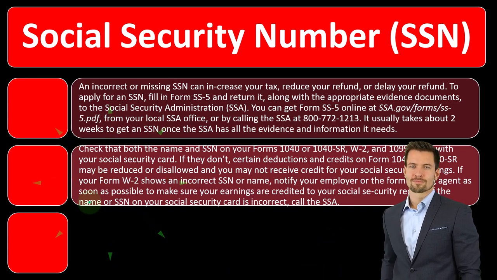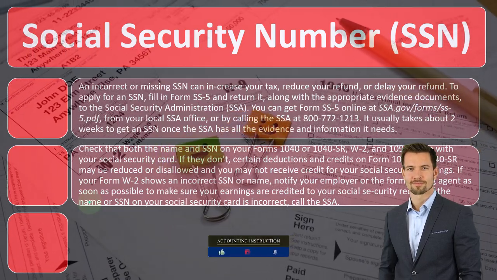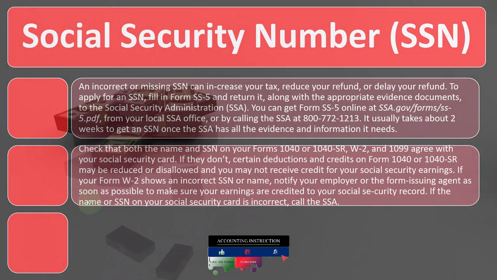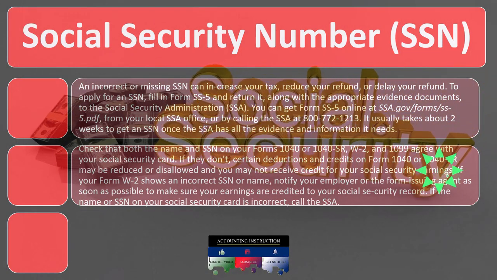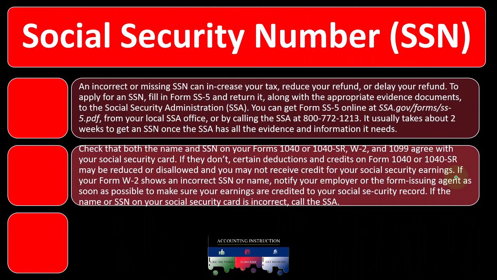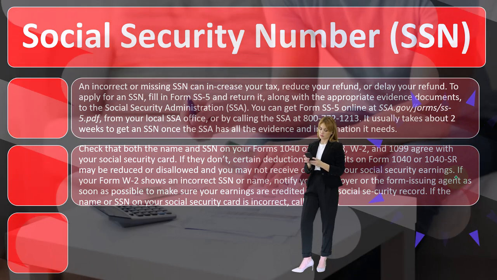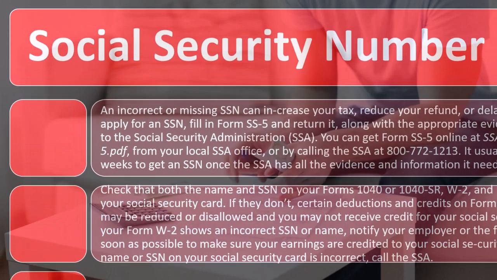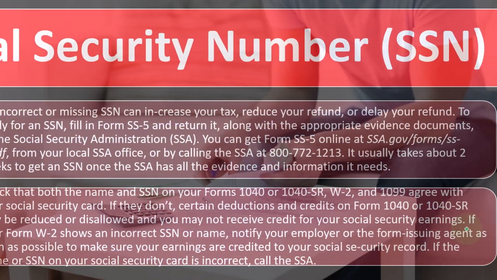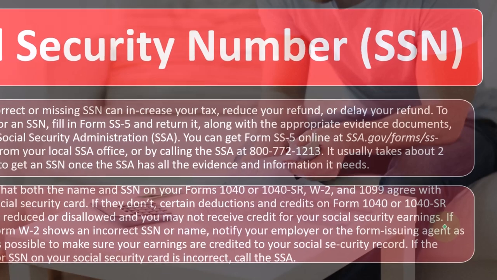So in any case, certain deductions and credits on Form 1040 or 1040-SR may be reduced or disallowed, and you may not receive credit for your Social Security earnings. So remember, that's the other one you want to keep in mind. Usually we think about the income tax with the Form 1040. But the payroll taxes, Social Security, it is important to make sure they are properly allocated to the right Social Security number and name, so that you get the proper benefit calculations, maximizing the benefits at retirement age for those items.